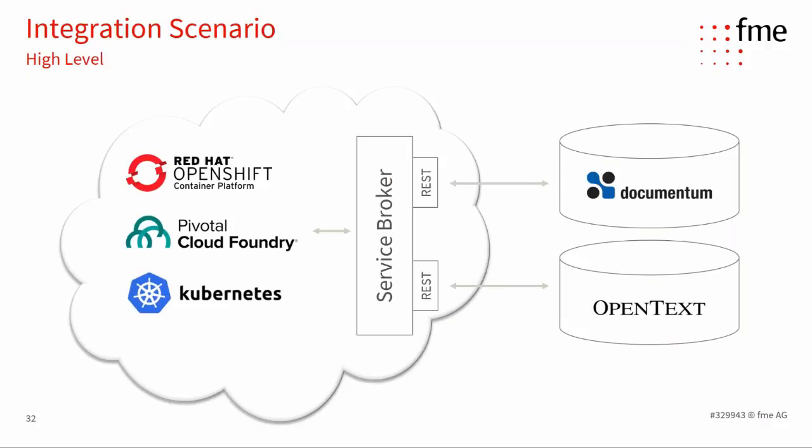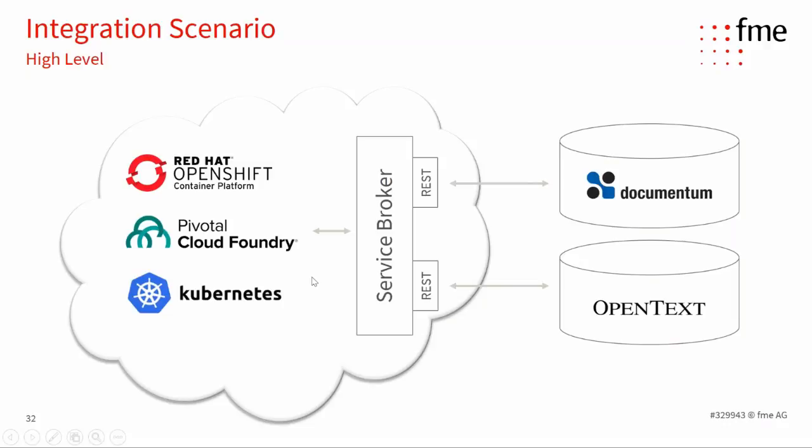This is called the service broker architecture, and as you can see here, the service broker architecture has the REST services of the product of Documentum or OpenText included in that service broker, and this service broker takes over all the connectivity and communication when the cloud app wants to access the ECM system in the backend. So this is the high-level scenario.